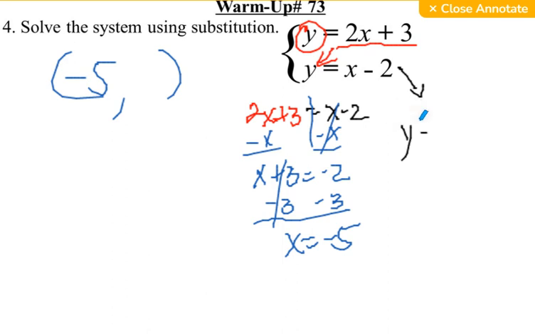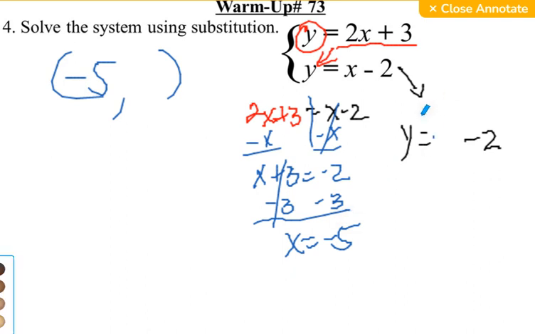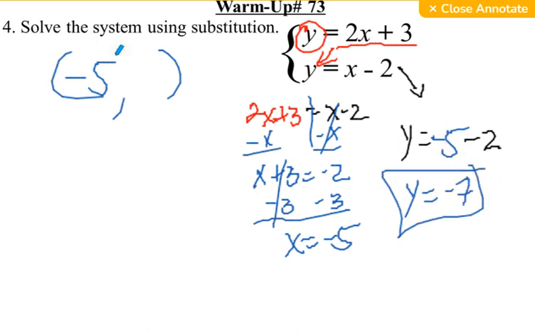So I'm going to write y equals blank minus 2, but instead of the blank, I'm going to use what value for x? Negative 5. So y equals negative 7. So that goes right there. This is my solution. And what does that mean, guys?